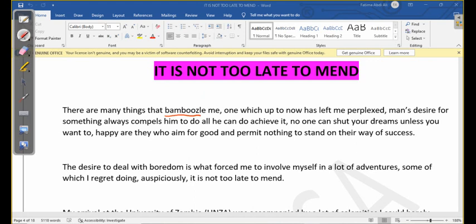You are using some big words. Man's desire for something always compels him to do all he can to achieve it. No one can shut your dreams unless you want to. Happy are they who aim for good and permit nothing to stand in the way of their success. So you are trying to get people aroused, to have that eagerness to read more of your composition. Even if I've used some big words in this composition, it still makes sense. You are able to understand even if you don't know the meaning of these big words.